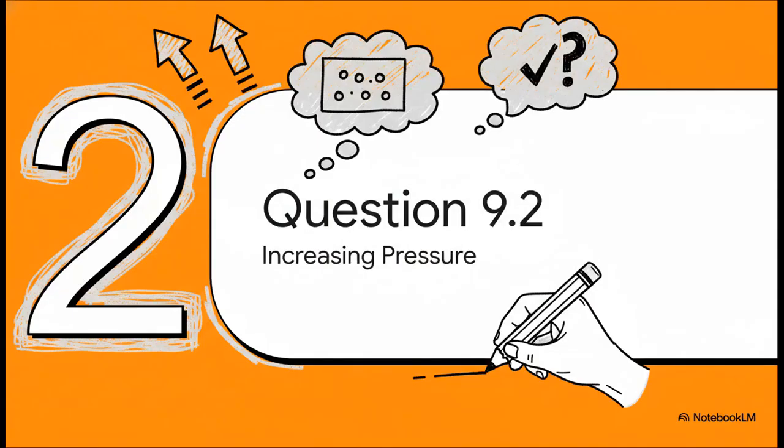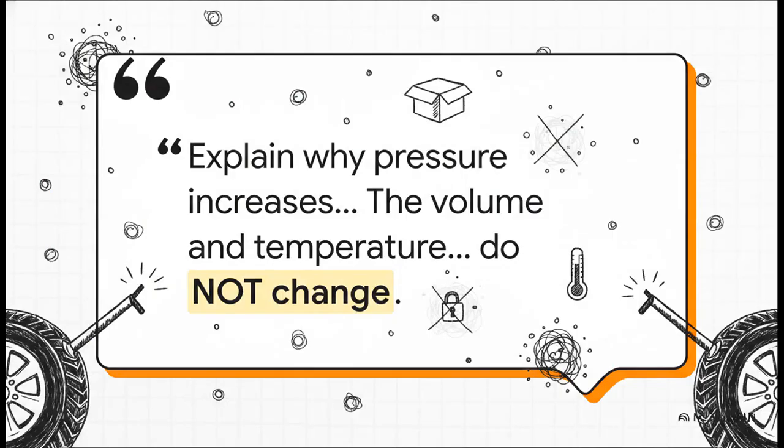Okay, moving on to 9.2. The difficulty is about to ramp up just a little bit. This is a 2-mark explanation question, which means we need to give 2 clear, separate points to get the full credit. It's not enough to know it, you've got to explain it. The question asks us to explain why the pressure goes up when you pump more air in. But, and this is so important, look at the huge clue they give you. They state that the volume and the temperature do not change. That tells you exactly what not to talk about in your answer.